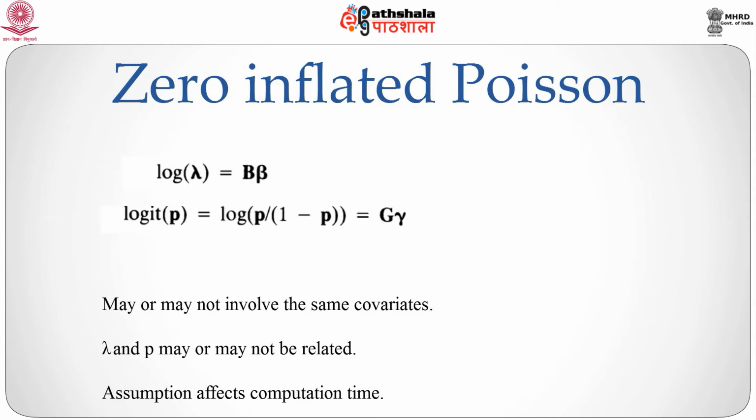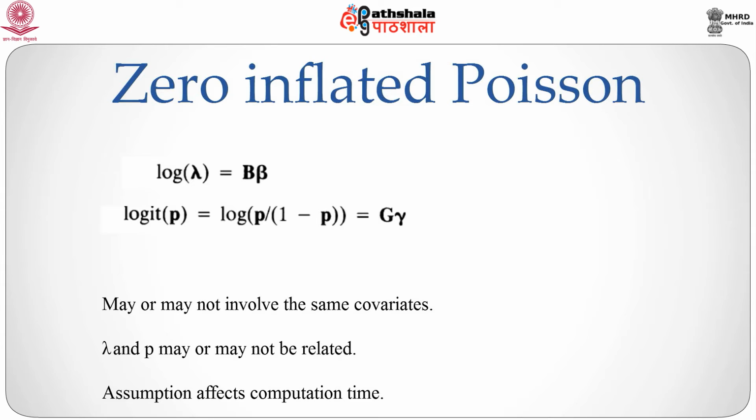Now the covariates which affect lambda may or may not be the same as the covariates which affect P. That is, the covariates which affect the imperfect state may or may not be the same as the covariates which affect the probability of the perfect state. We could, for example, have situations where B is equal to G, in which case zip regression requires twice as many parameters as Poisson regression.